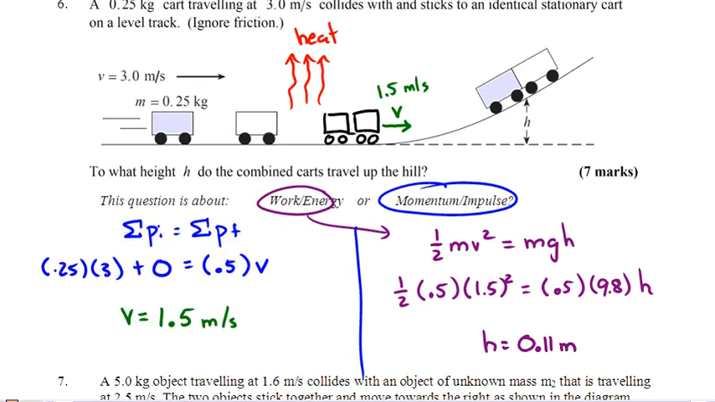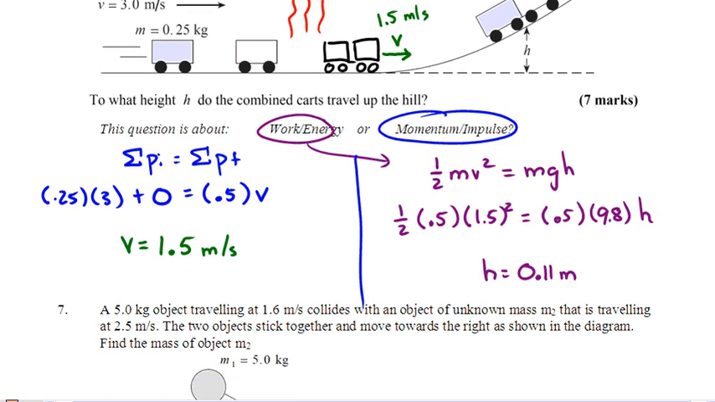So for collisions, you definitely want to rely on momentum. If it's just a nice little roll up and down a hill, then you can do energy. And that question's got everything. It's got them both. Number 7.